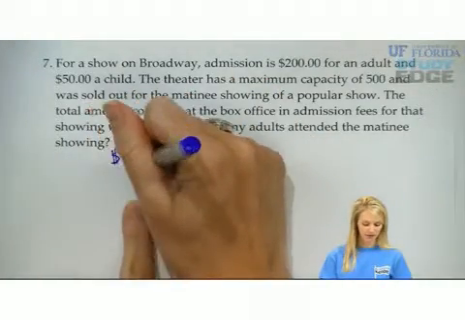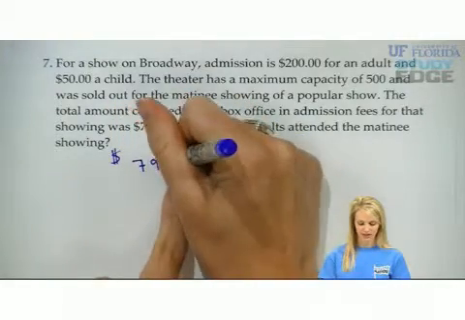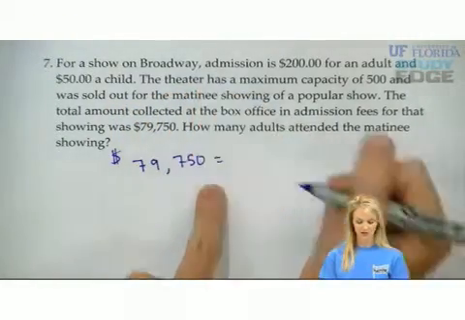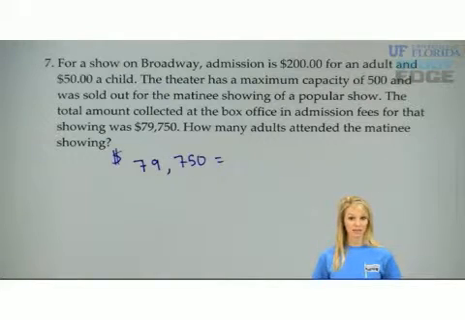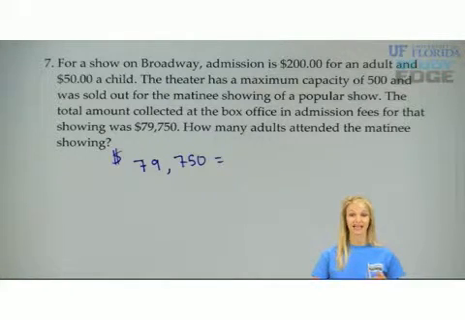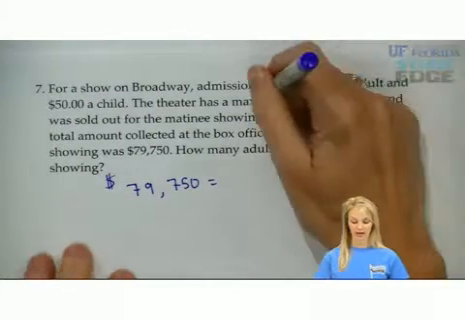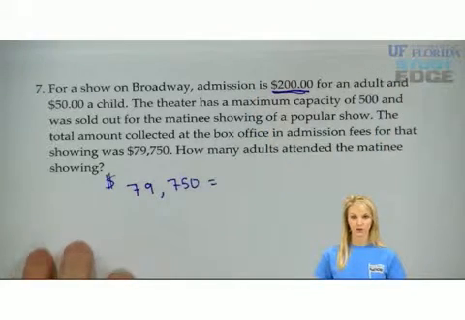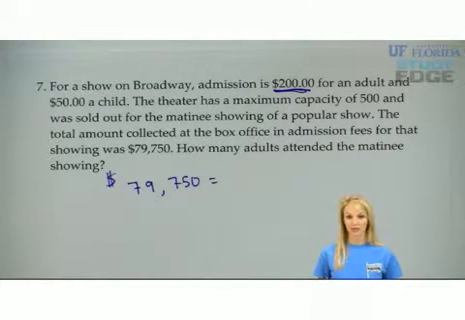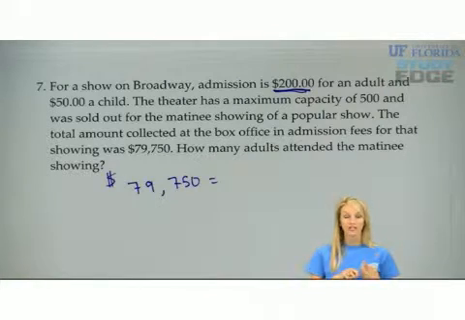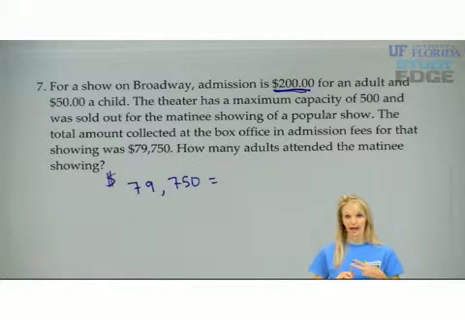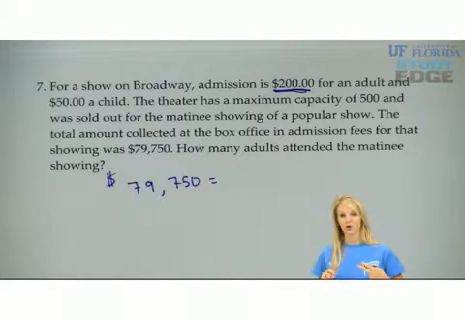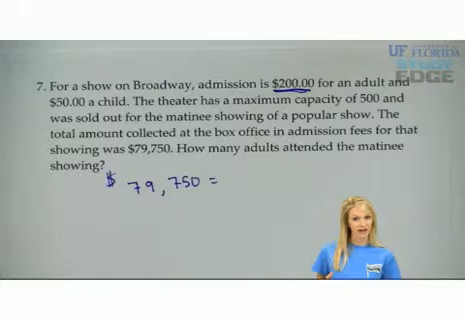The total amount of money that we got from selling our tickets was $79,750. Now, where did that money come from? From selling adult tickets and selling children's tickets. Well, how much money did we get from selling adult tickets? Well, each adult ticket costs $200. So what's the total amount of money that we get from adult tickets? If we only sold one adult ticket, we would have $200. If we sold two adult tickets, we would have $400. If we sold 10 adult tickets, what would we have?